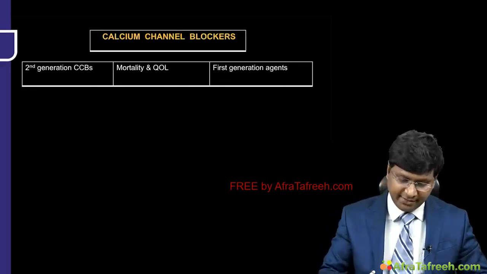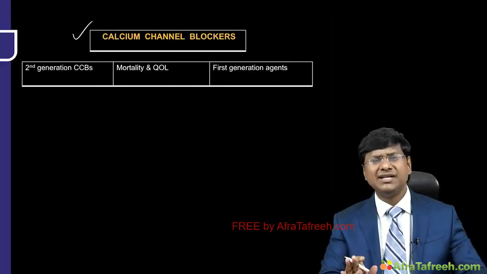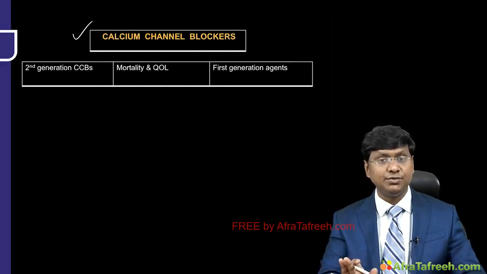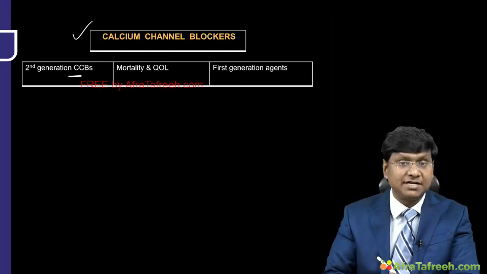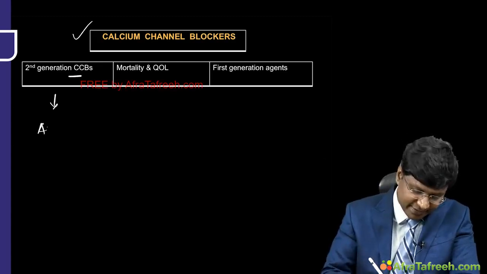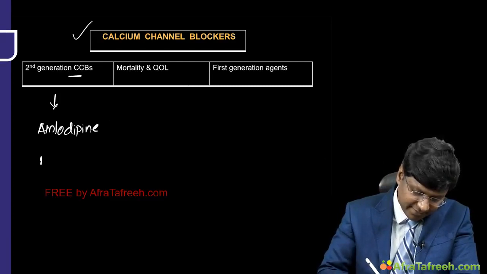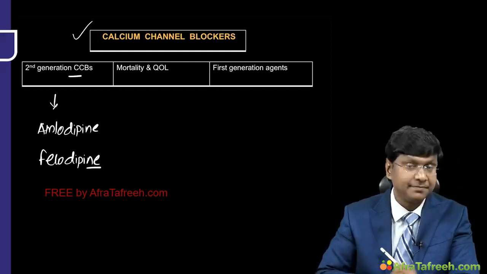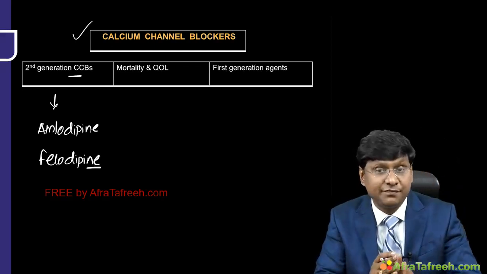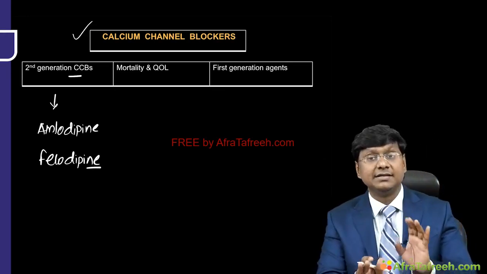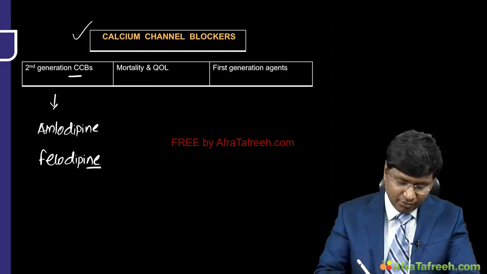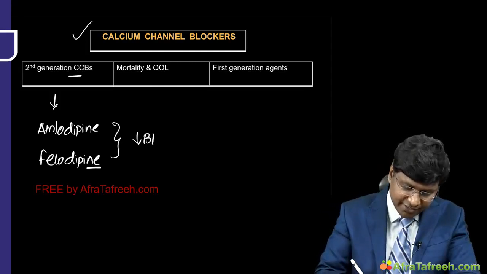Okay. Then coming to the calcium channel blockers. Let me tell you, we have first generation and second generation. Second generation calcium channel blockers include, for example, amlodipine and the other drug, felodipine. So amlodipine as well as felodipine are the second generation calcium channel blockers. They are given only to reduce the blood pressure of the individual.